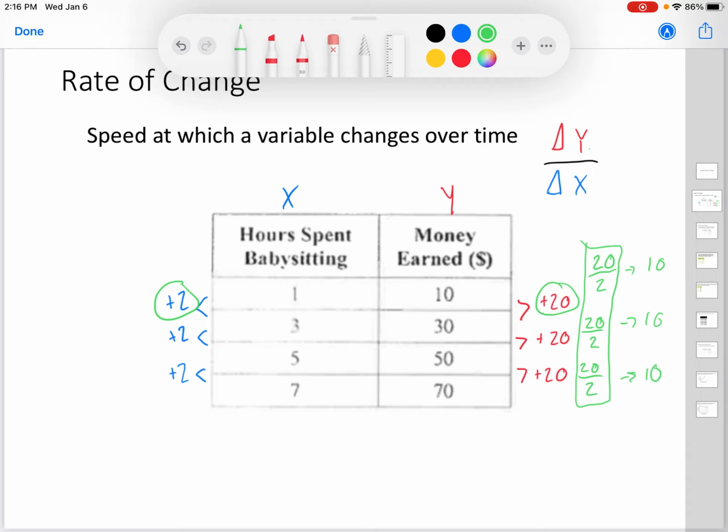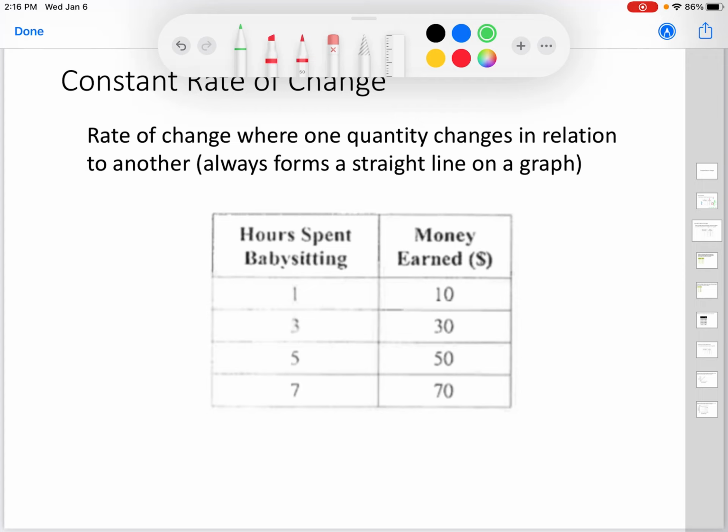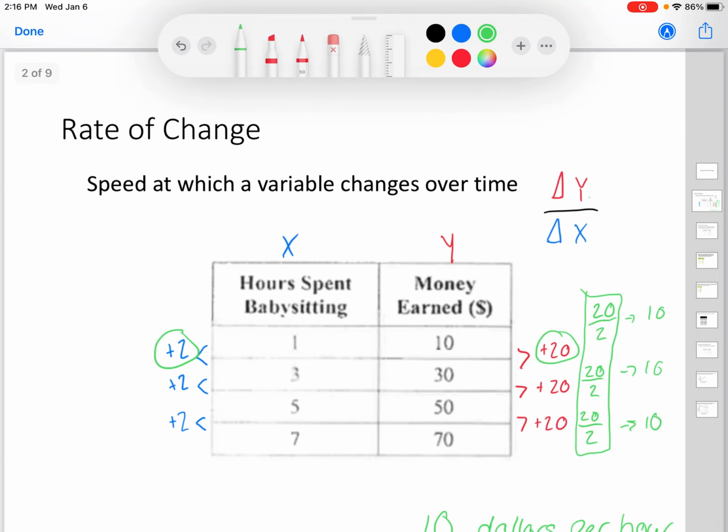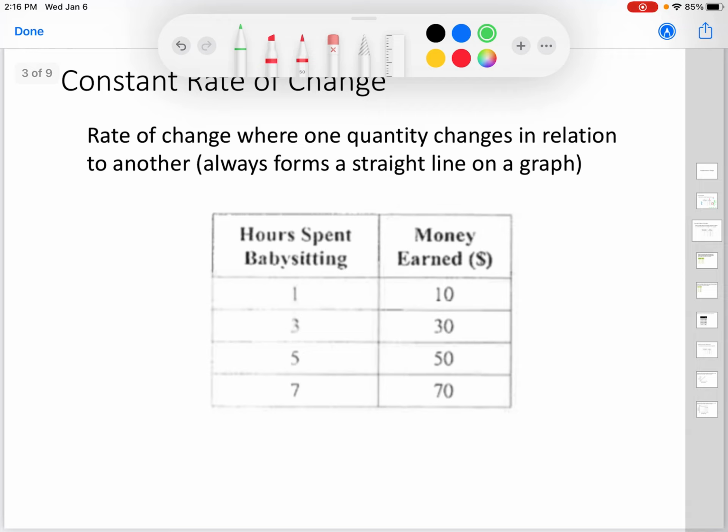So our constant rate of change would be $10 per hour. So hearing these rates should seem somewhat familiar. Dollars per hour, miles per hour, feet per second. Anything that kind of has that per in it is typically a rate. So constant rate of change, like we said, it's the same thing that we just talked about in this previous slide, except it is going to be the same every time.